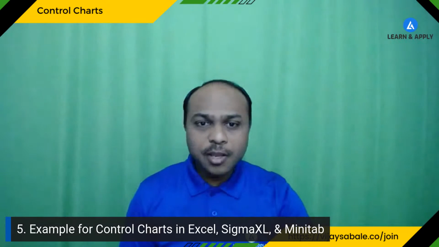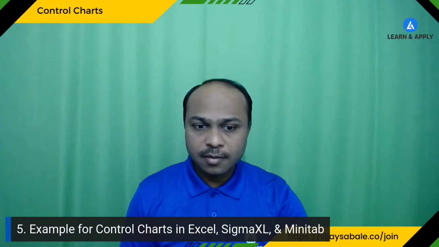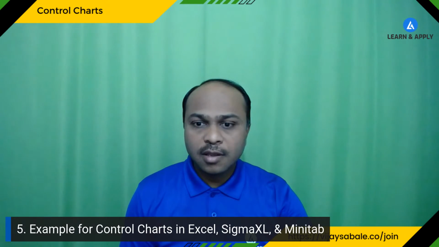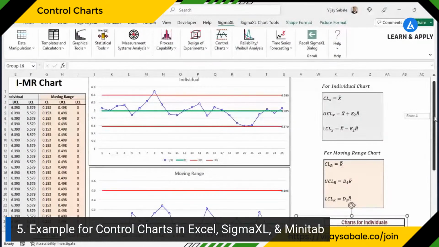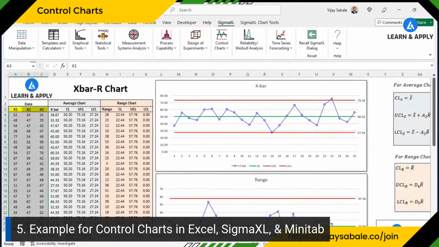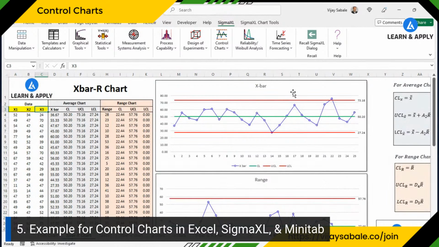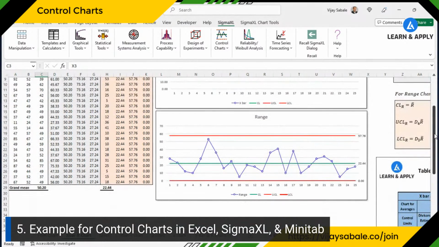Now let's see how we can use the Excel template. Yes, so this is the template that I have explained to you. In this template, I have already formulated everything, like the formulas and the graph, based on this calculation and constants. So you just need to enter the data here. Once you enter all this data, like x1, x2, x3, everything is automatically calculated. So we'll also get the X bar control chart and the range control chart.